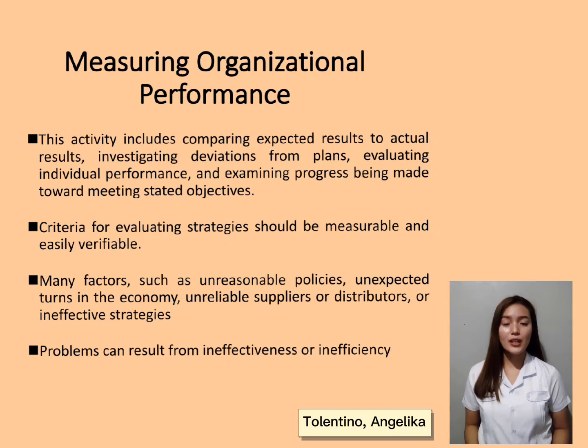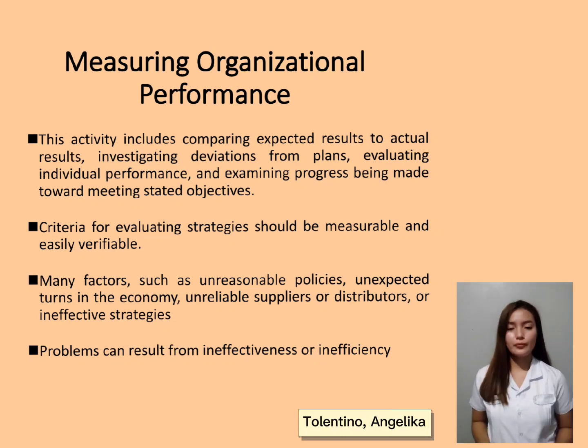Criteria for evaluating strategies should be measurable and easily verifiable. Criteria that predict results may be more important than those that reveal what already has happened. Effective control requires accurate forecasting. Many factors such as unreasonable policies, unexpected turns in the economy, unreliable suppliers or distributors, or ineffective strategies can result in unsatisfactory progress toward meeting objectives. This means problems can result from ineffectiveness, or not doing the right things, or inefficiency, or poorly doing the right things.